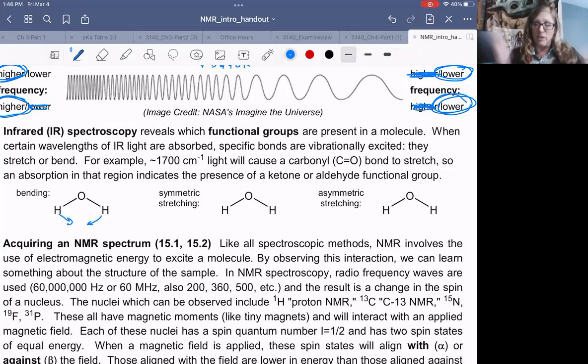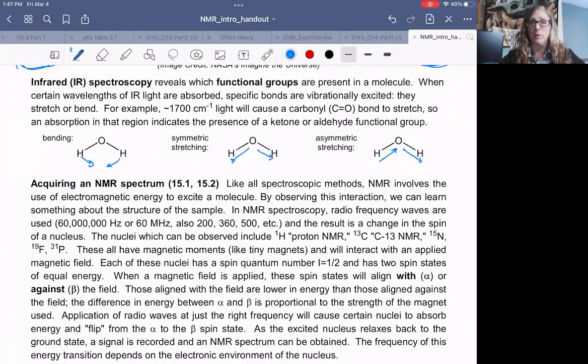Or you could have stretching, and the stretching can be either symmetric, where the two OH bonds are getting longer at the same time, or asymmetric, where as one gets shorter, it compresses, the other one is getting longer and it stretches. So these are the kinds of things that we look for in the IR, where certain absorptions we describe as stretching frequencies or bending, and symmetric and asymmetric. You've probably heard of those terms.